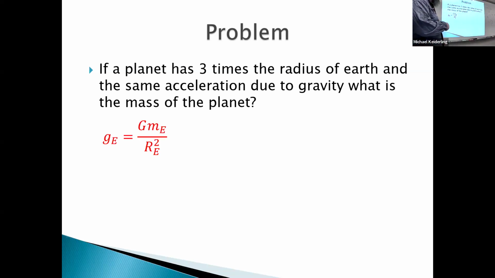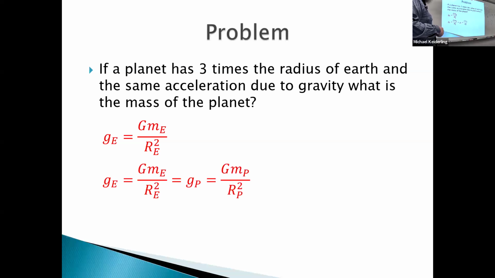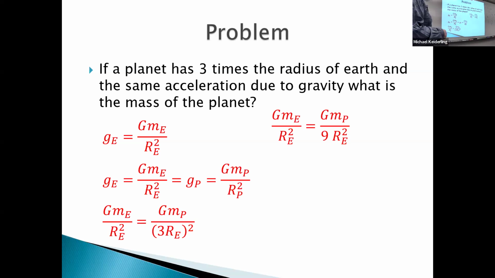So here, g on Earth is big G times mass of the Earth over radius of the Earth squared. We know that g on Earth equals g of the planet. So that's big G times mass of the planet over radius of the planet squared. We know the planet's radius is 3 times that of Earth. So big G times mass of the Earth over radius of the Earth squared equals big G times mass of the planet over 3 times the radius of the Earth squared. So that's 9 times the radius of the Earth squared down there.